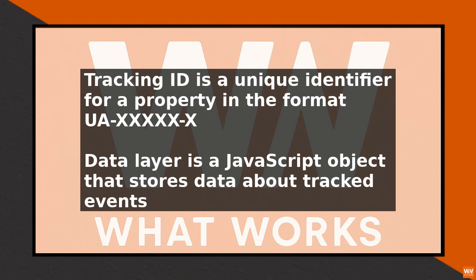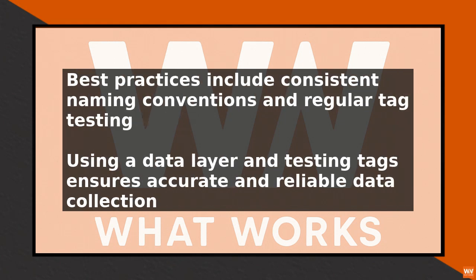To ensure that your tag implementation is accurate and reliable, it is essential to follow best practices. One best practice is to use a consistent naming convention for your tags and triggers. This makes it easier to identify and track specific events. Another best practice is to use a data layer to store data about the events being tracked. This makes it easier to manage and analyze your data.